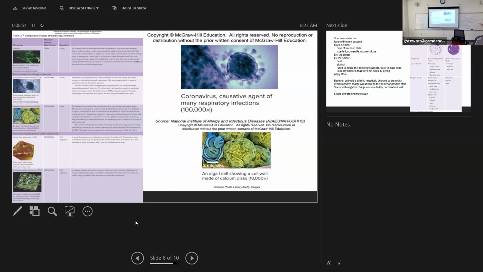The main disadvantage of using a transmission EM is all the prep that you have to do, and then you have to turn it over to someone who can slice it for you, and then you usually sit with the electron microscopist while they are looking at your specimens. It's not the same kind of microscope that we have where you just look in and turn the dial.